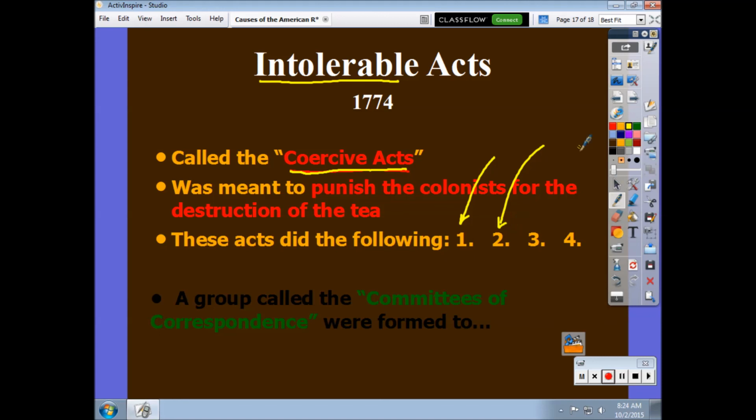Next, anytime a British soldier is accused of a crime, we're going to put that soldier on a British ship and send him back to England. He'll have his trial back there. He's not having his trial in the colonies, which means British soldiers can get away with an awful lot.